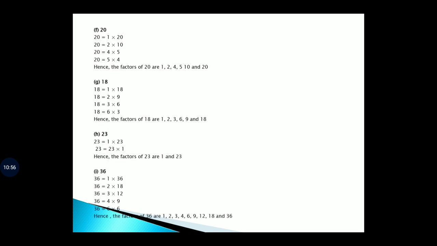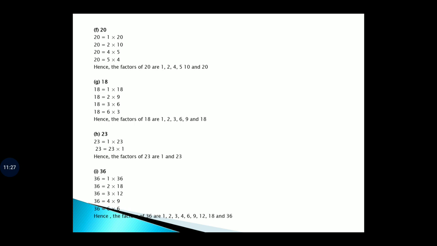Now let us move on to the next problem, 20. Let us write the factors of 20. 20 is equal to 1 into 20. 20 is equal to 2 into 10. 20 is equal to 4 into 5. 20 is equal to 5 into 4. Hence, the factors of 20 are 1, 2, 4, 5, 10 and 20. Here also the same thing. These are the numbers which divide 20.